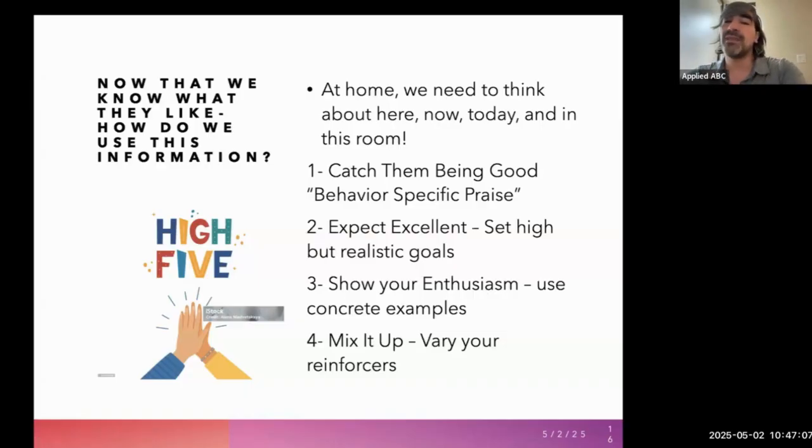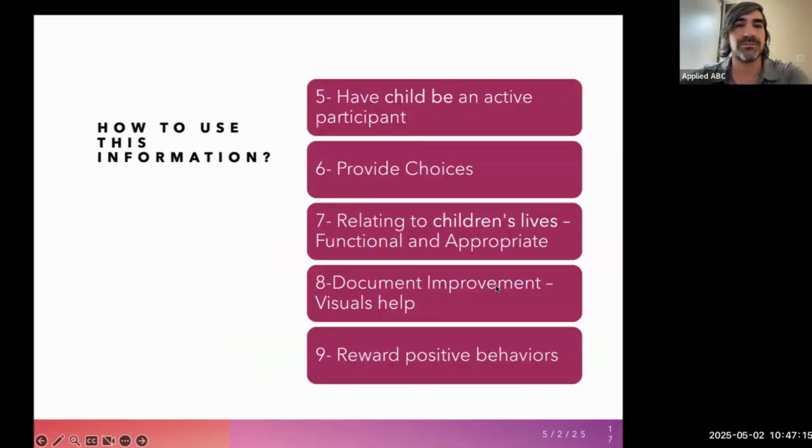But anyway, two, expect excellence, set high but realistic goals. As I said, three, show your enthusiasm. Four, mix it up, vary those reinforcers. Five, have the child be an active participant. Six, provide choices. Seven, relate into children's lives in functional and appropriate ways. Eight, document improvement. Visuals always help. And nine, reward positive behaviors, which is a through line.